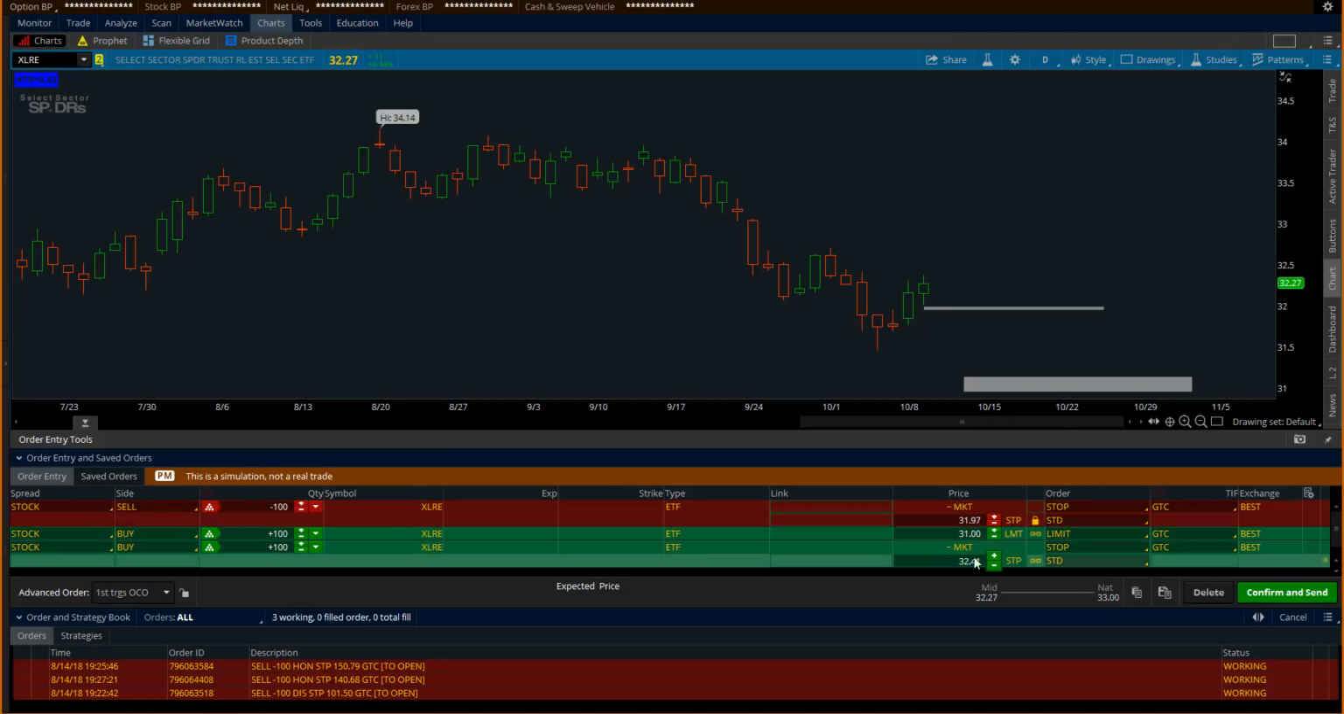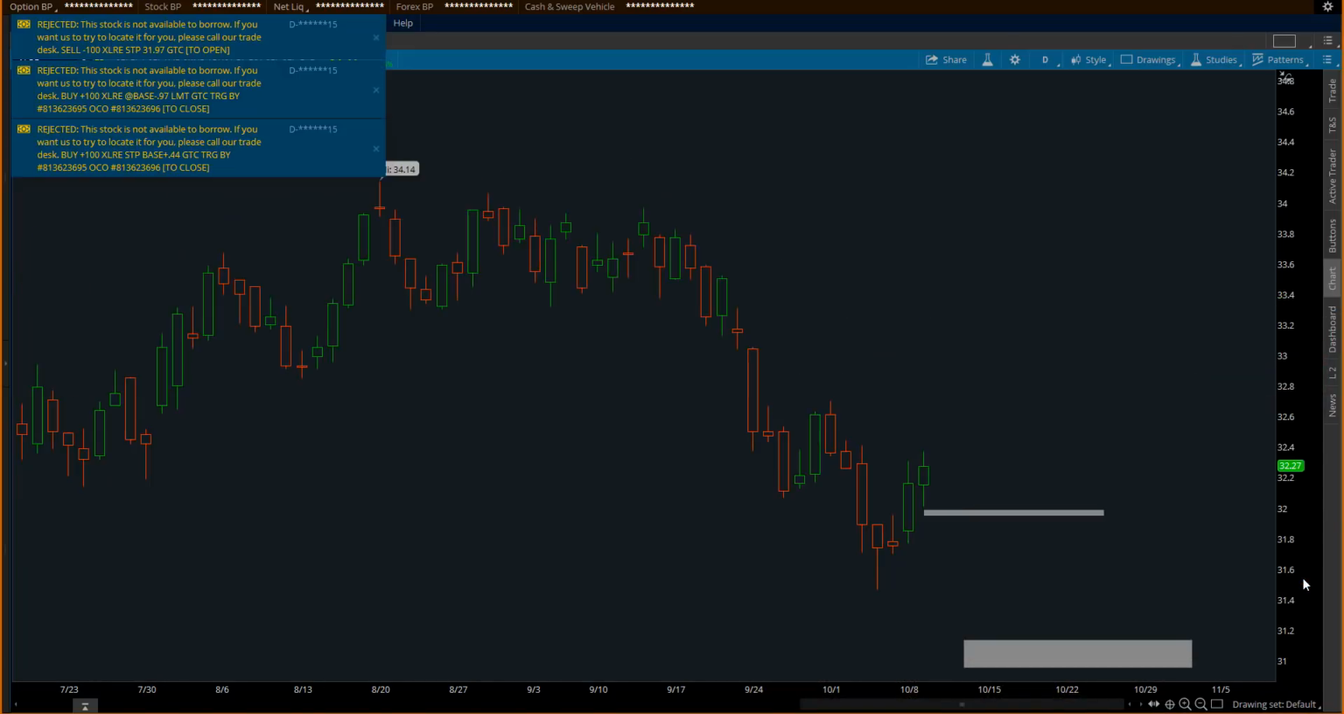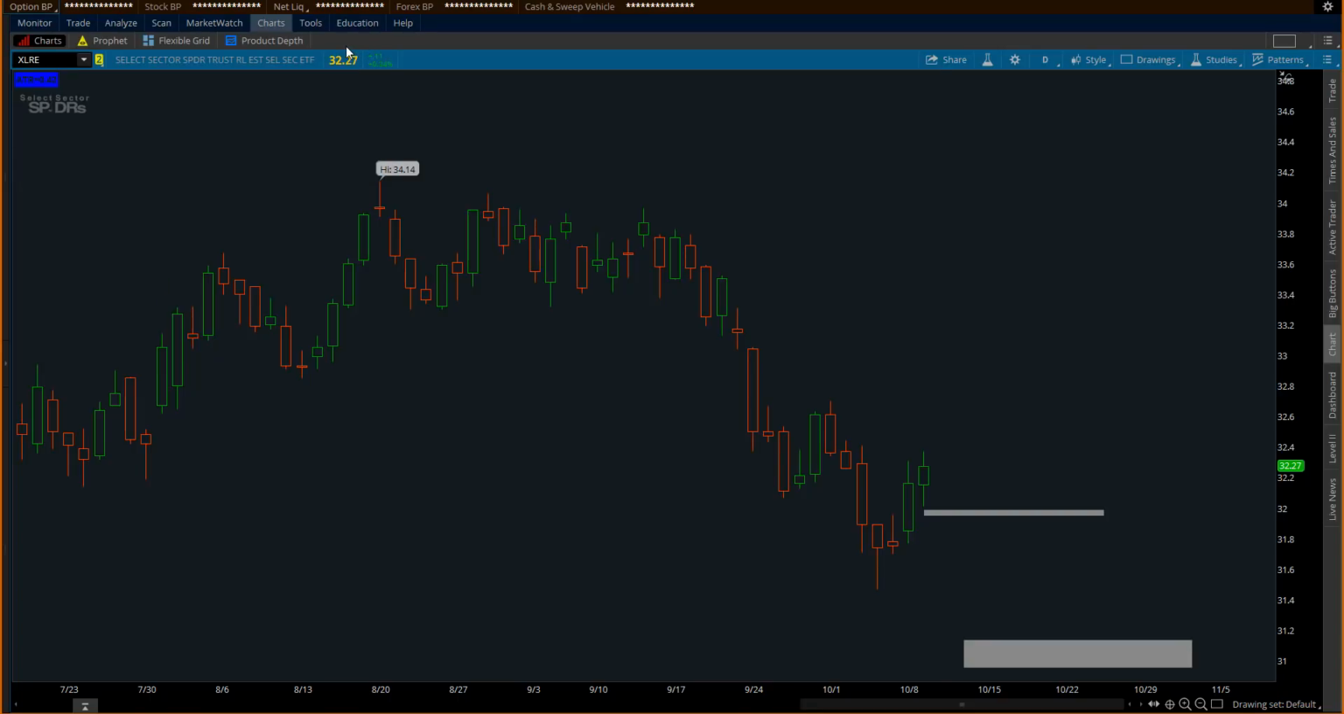Stop, limit, stop. If you're doing a first triggers OCO, will allow you to have all three components in a trade, which is stop, entry, target. Now, if I click here, it's very possible that when I click send, it will give me that thing that it sent you. This order is not available to borrow. They won't let you borrow it unless you called the broker. Sometimes when they're limited on stock, that can happen.